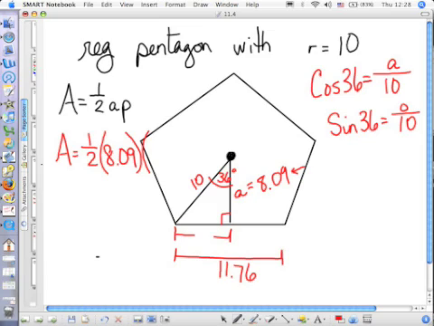5 times 11.76 is the perimeter. 11.76 is just one side. You've got 5 of them. All right, so we got 0.5 times 8.09 times 58.8 equals. And we will round this number to the nearest 10th. 237.8.